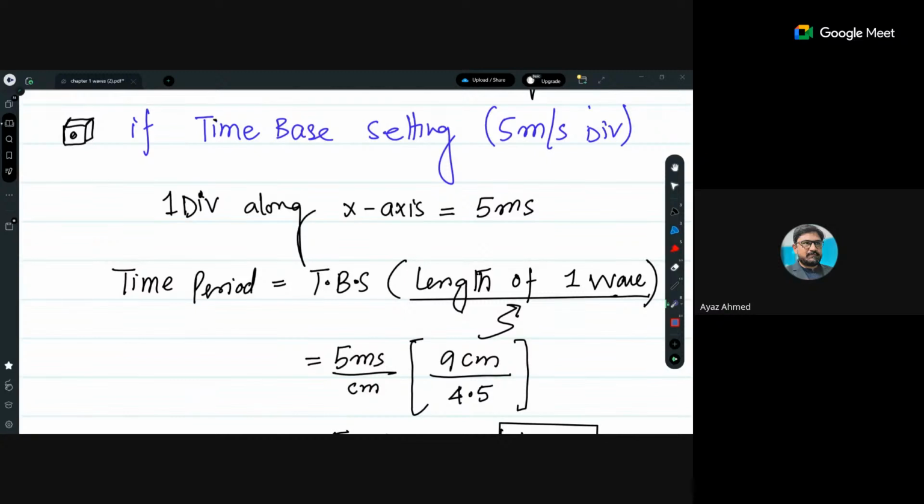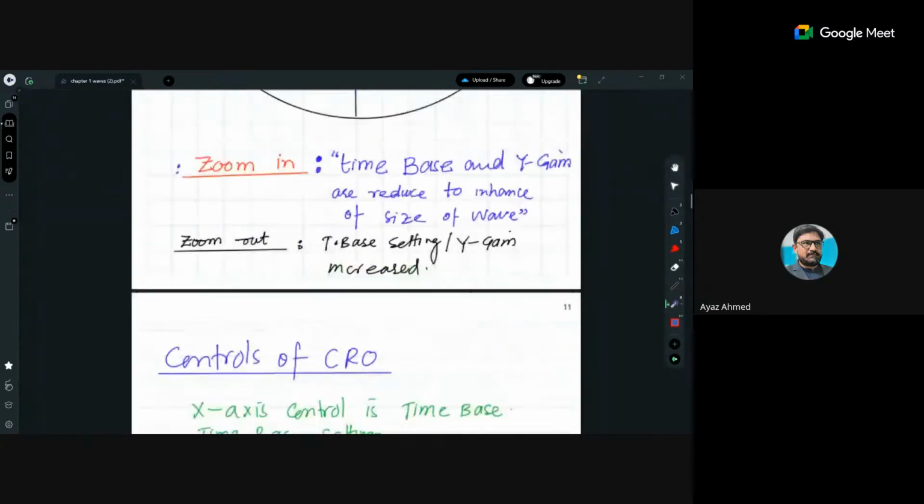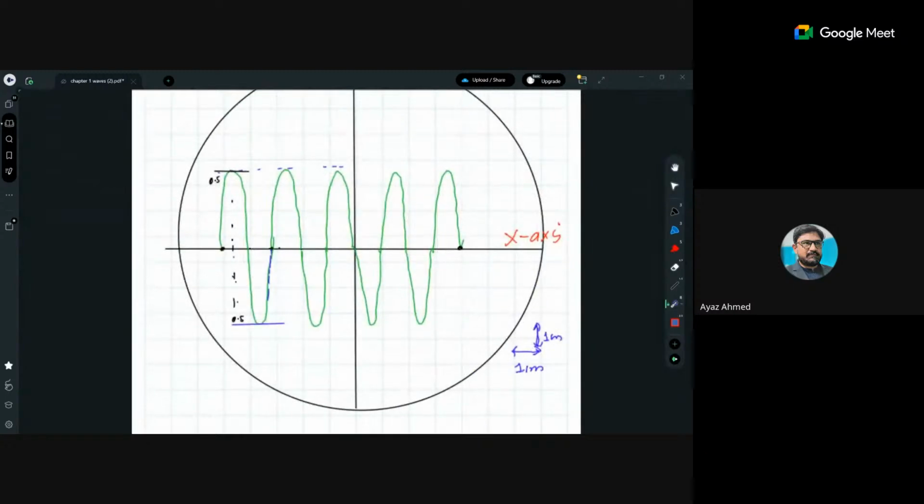So if I say that the time base setting is 5 milliseconds, then you can find the time period in this way. Time period is equal to the value of the time base setting into the length of one wave. The length of one wave can be calculated in different ways. For example, if you go to this point, what is the length of one wave?